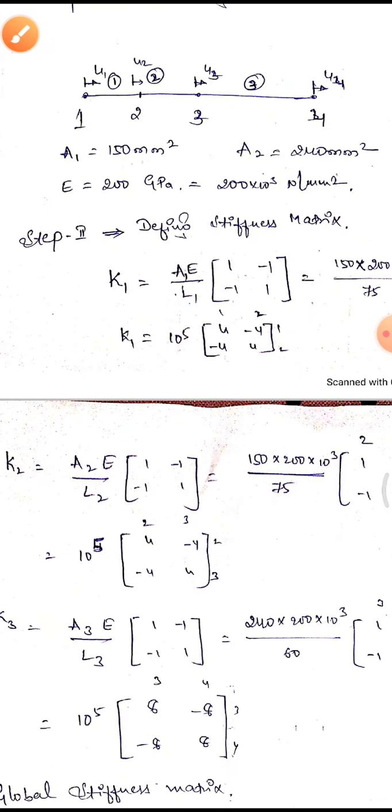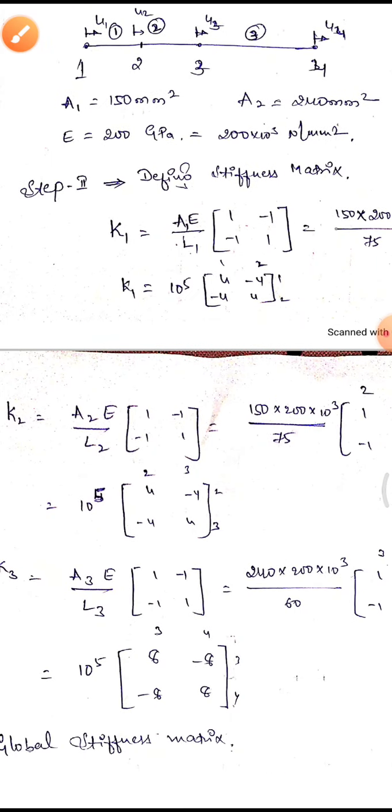Similarly, next we need to find K2. K2 is the elemental stiffness matrix for the second element, which is connected between node 2 and 3. So here we need to substitute A2, the area of the second element. Again, if you see the figure, the area of this stepped bar is 150 and the area of this bar is 240, but our element is here. This is our second element.